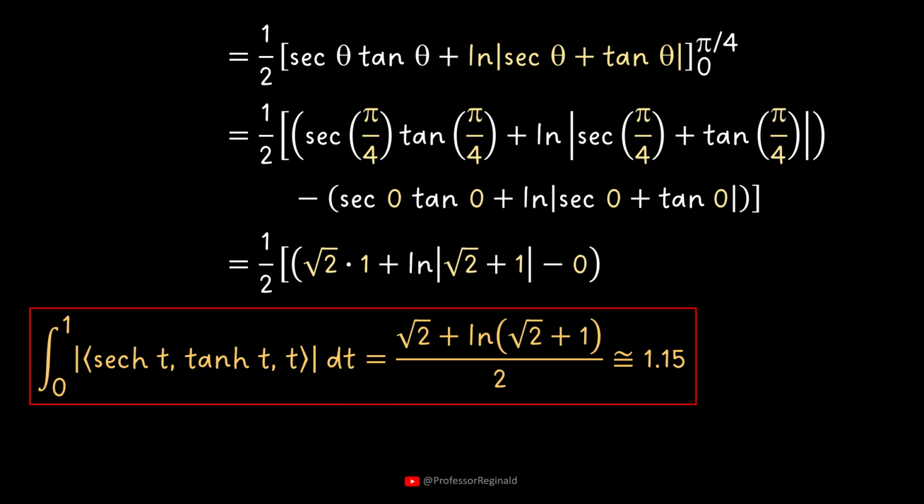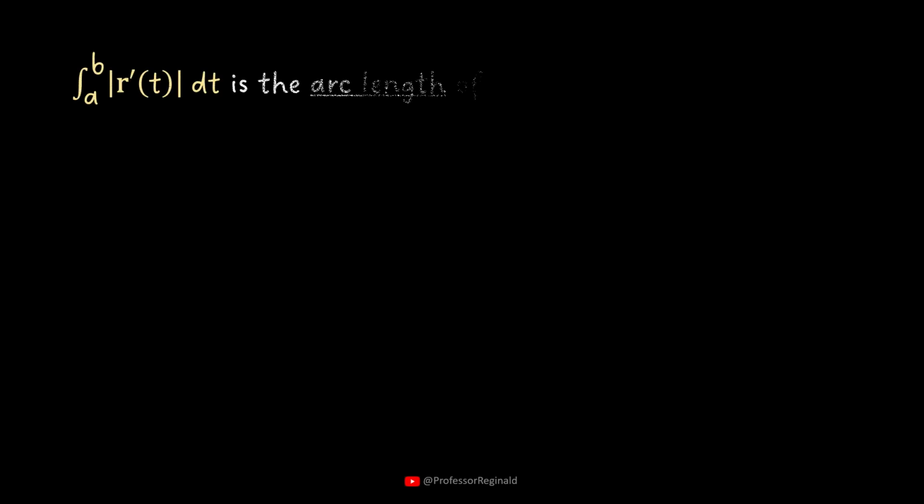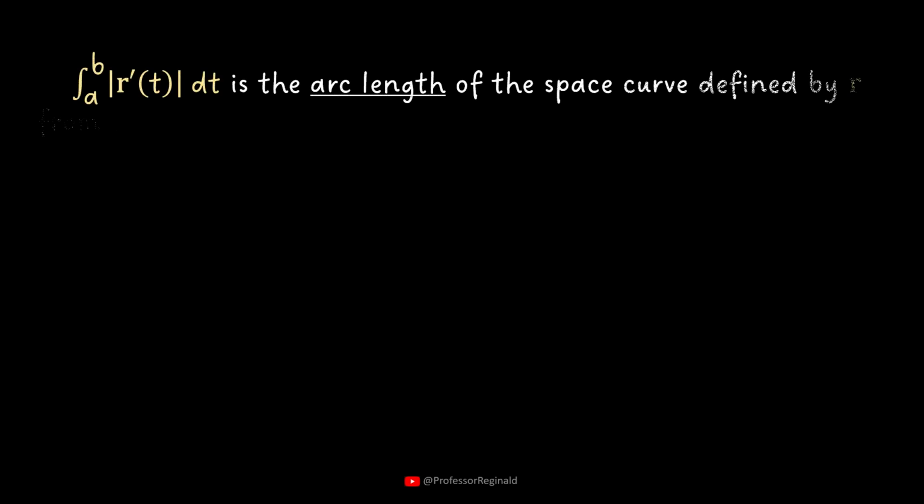While integration denotes an infinite sum, this number does not refer to the infinite sum of the norms of the vector-valued function. However, this number refers to the arc length of the space curve defined by a vector-valued function, from t equals a to t equals b, whose derivative is the vector-valued function inside the norm.